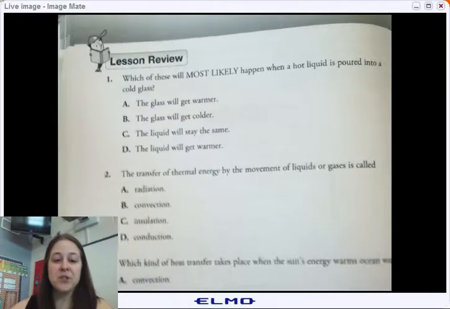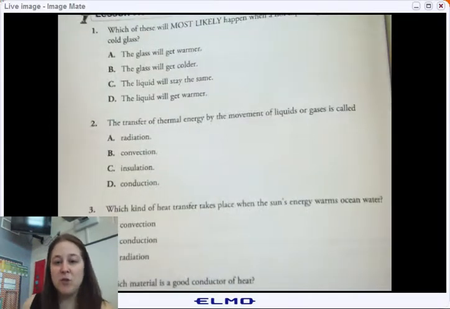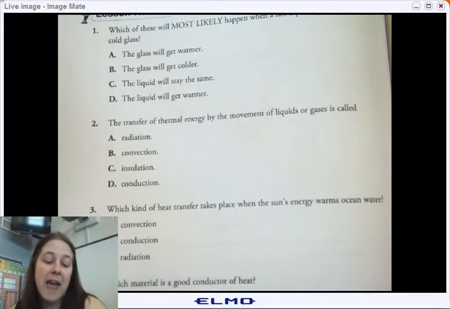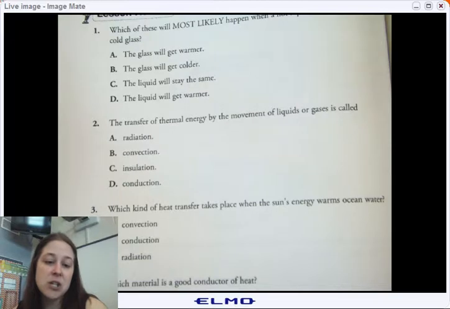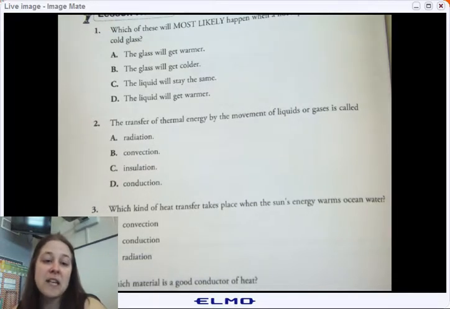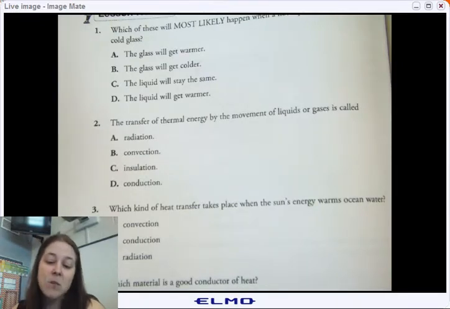Number 2, the transfer of thermal energy by the movement of liquids or gas is called A, radiation, B, convection, C, insulation, or D, conduction. The transfer of thermal energy by the movement of liquids or gases. If you don't remember which one it is, go back and look at your notes.